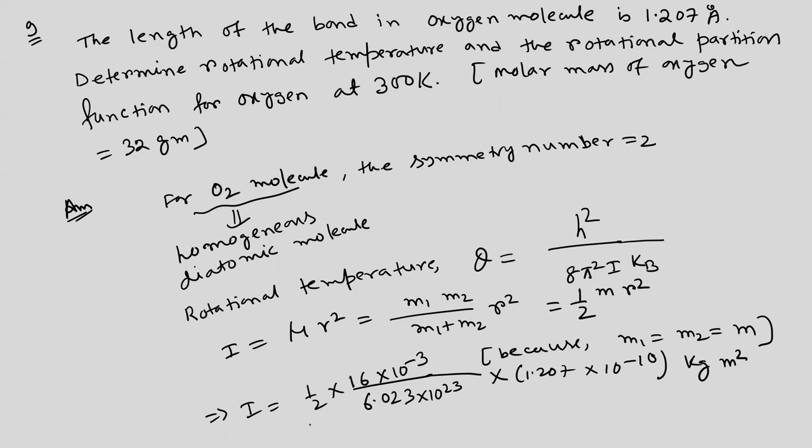Okay, so if we calculate this, we get the value of moment of inertia as 1.937 times 10 to the minus 46 kg meter squared. So, this is the value of moment of inertia. Now, we can calculate rotational temperature.